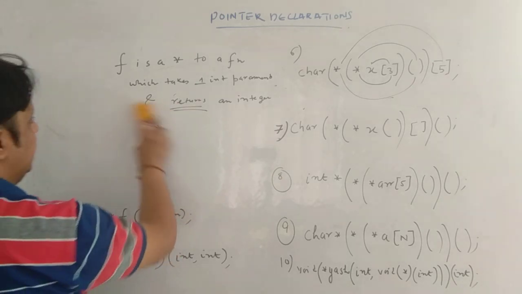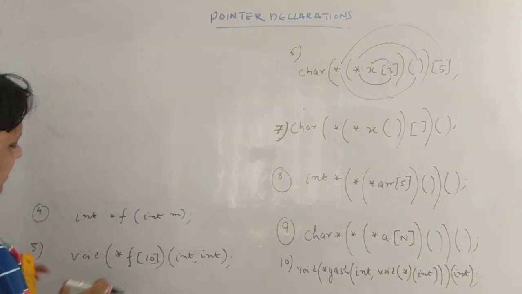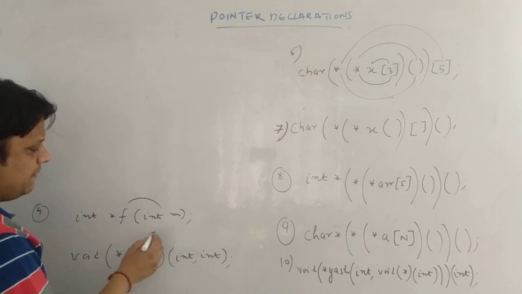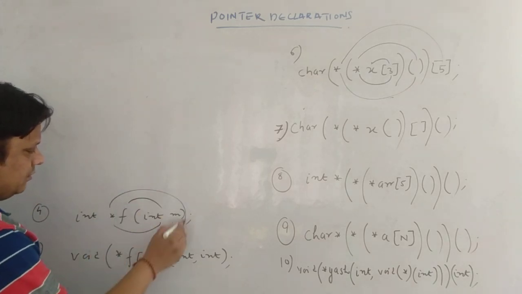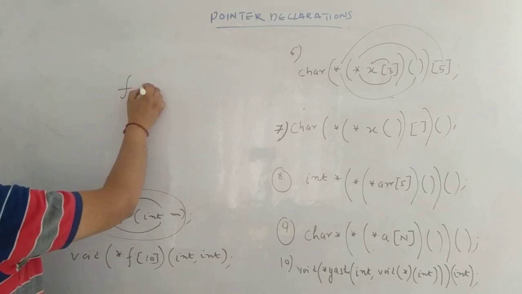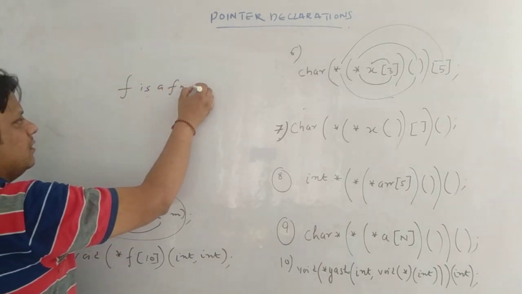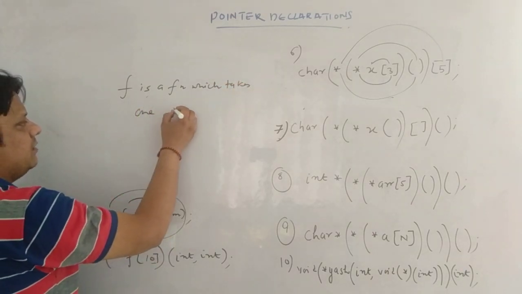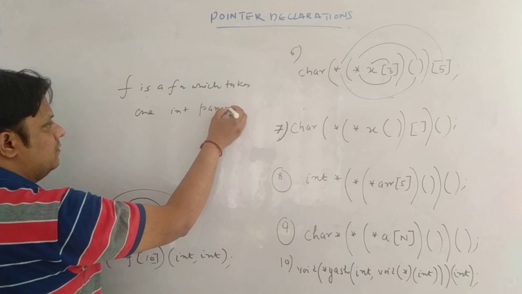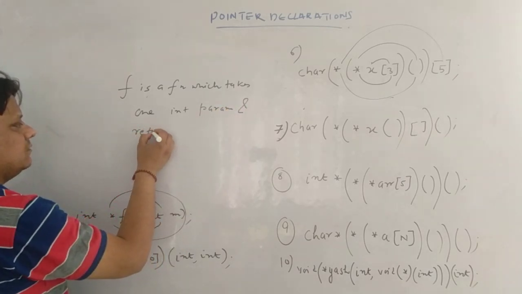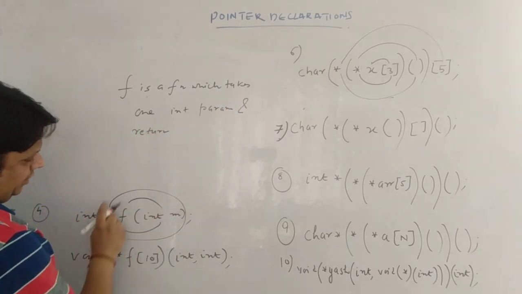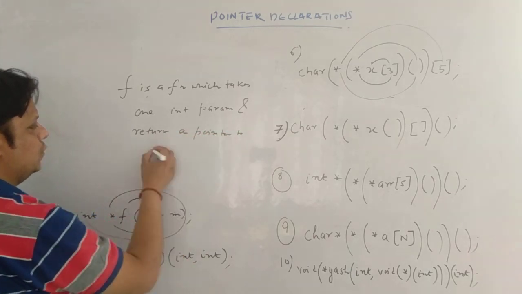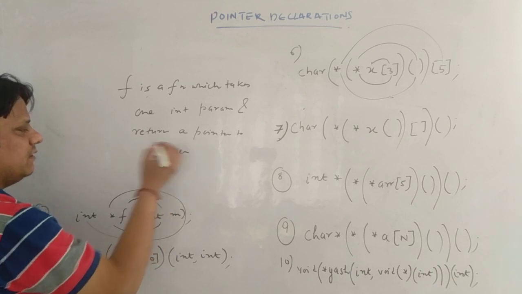Now moving on to the fourth statement, which is f. See, this f is not in a bracket. So what is f? f is a function which takes one int parameter and returns a pointer to an integer. So f is a function which takes one int parameter and returns a pointer to integer, right?